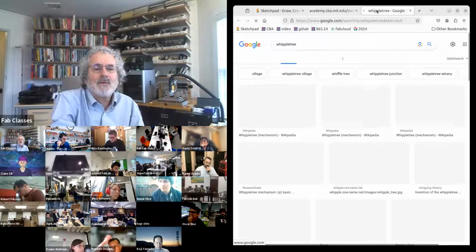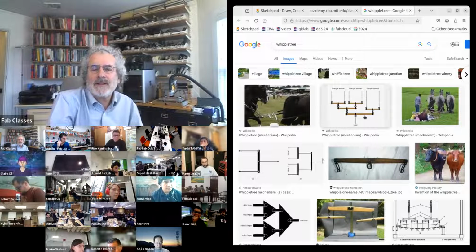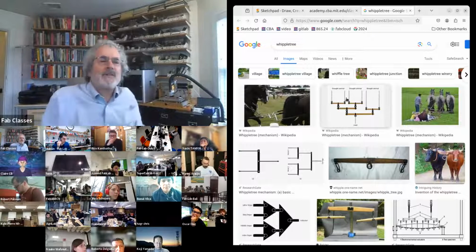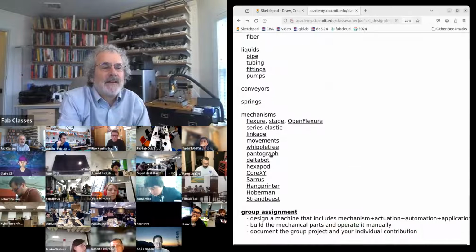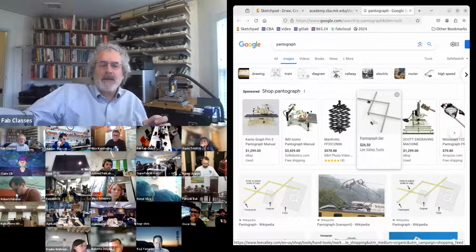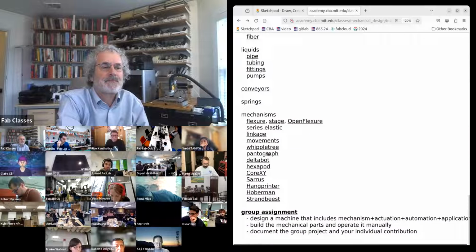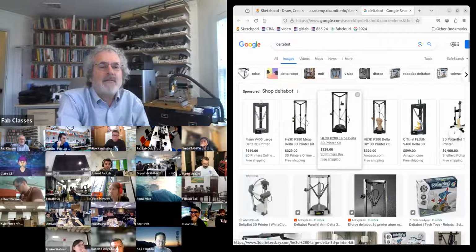Whippletree is when horses pull a load. If one pulls more strongly than the other, it gets unbalanced. So a whippletree lets you add forces when the forces are unequal. A clever historical design. A pantograph lets you scale things up and down. And so with a pantograph, a small motion can make a big motion, or a big motion can make a small motion. DeltaBot lets you turn linear motion into 3D motion.